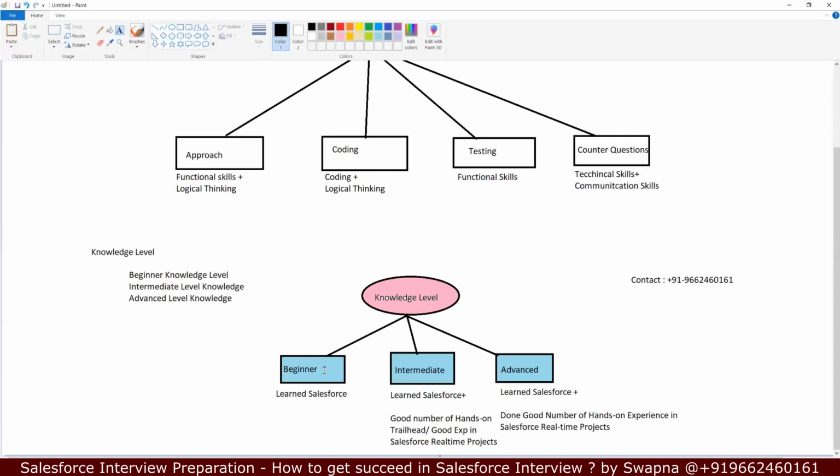That way, what will happen? Your communication skills will be reviewed, your thought process will be reviewed, your coding skills will be reviewed, and your testing skills also will be reviewed. Now let's see how we can improve my knowledge level of thinking. How can I improve? Right now I'm a beginner. What all do I need to do?